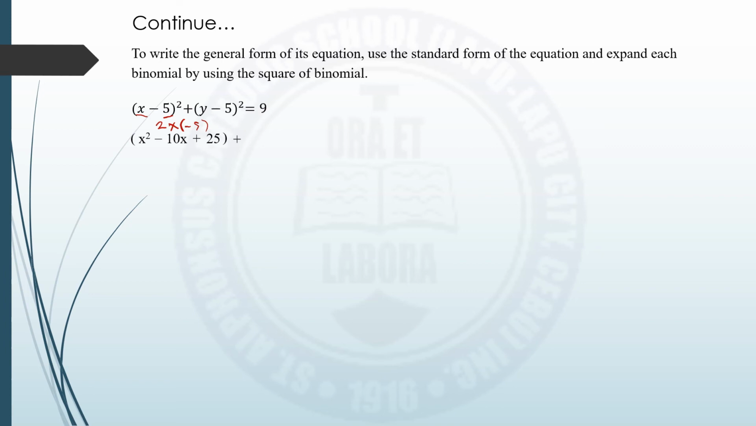to expand y minus 5 squared. So to get the first term, you are going to square the first term here. So the answer will be y squared. And then to get the second term, twice the product of the first term, which is y, and then negative 5, or 2 times y times negative 5, the answer is negative 10y. And then to get the third term of the product, you're going to square this negative 5. So negative 5 squared, the answer is 25.